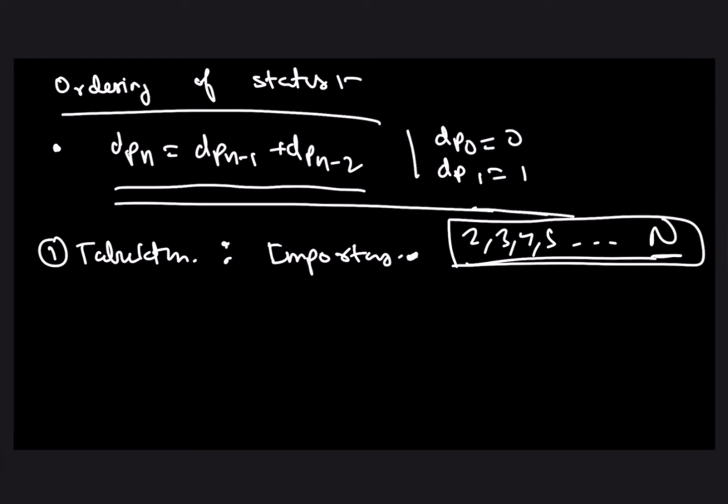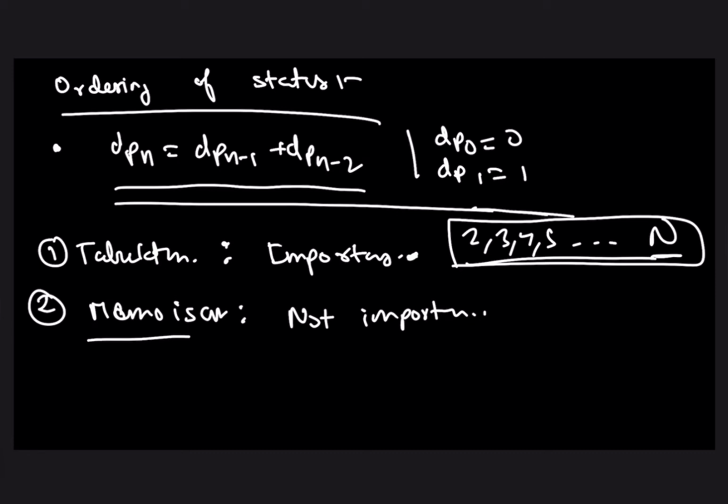But in memoization, there is no need to actually lay down the ordering, so it's not important. So for this particular parameter, memoization wins. Now how does memoization actually help us ignore the ordering step, that is the third sub problem of a dp problem?